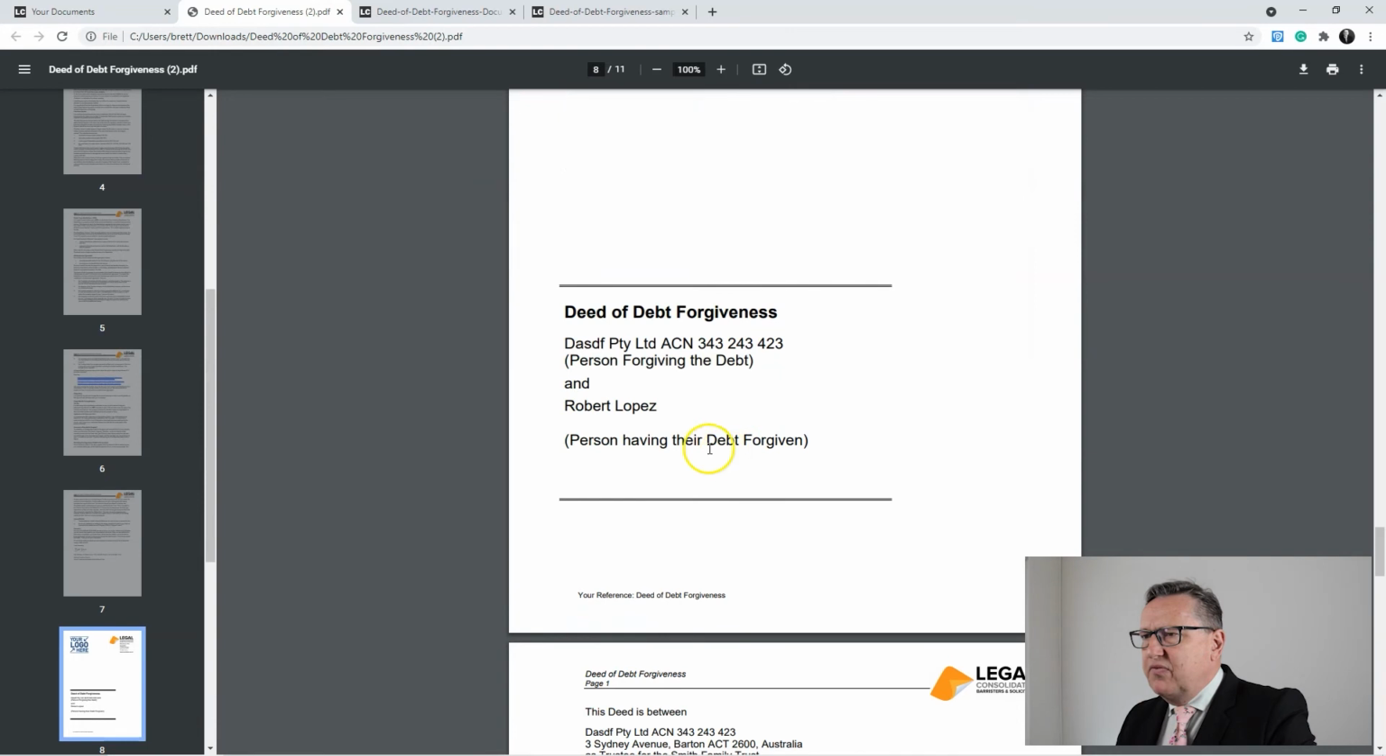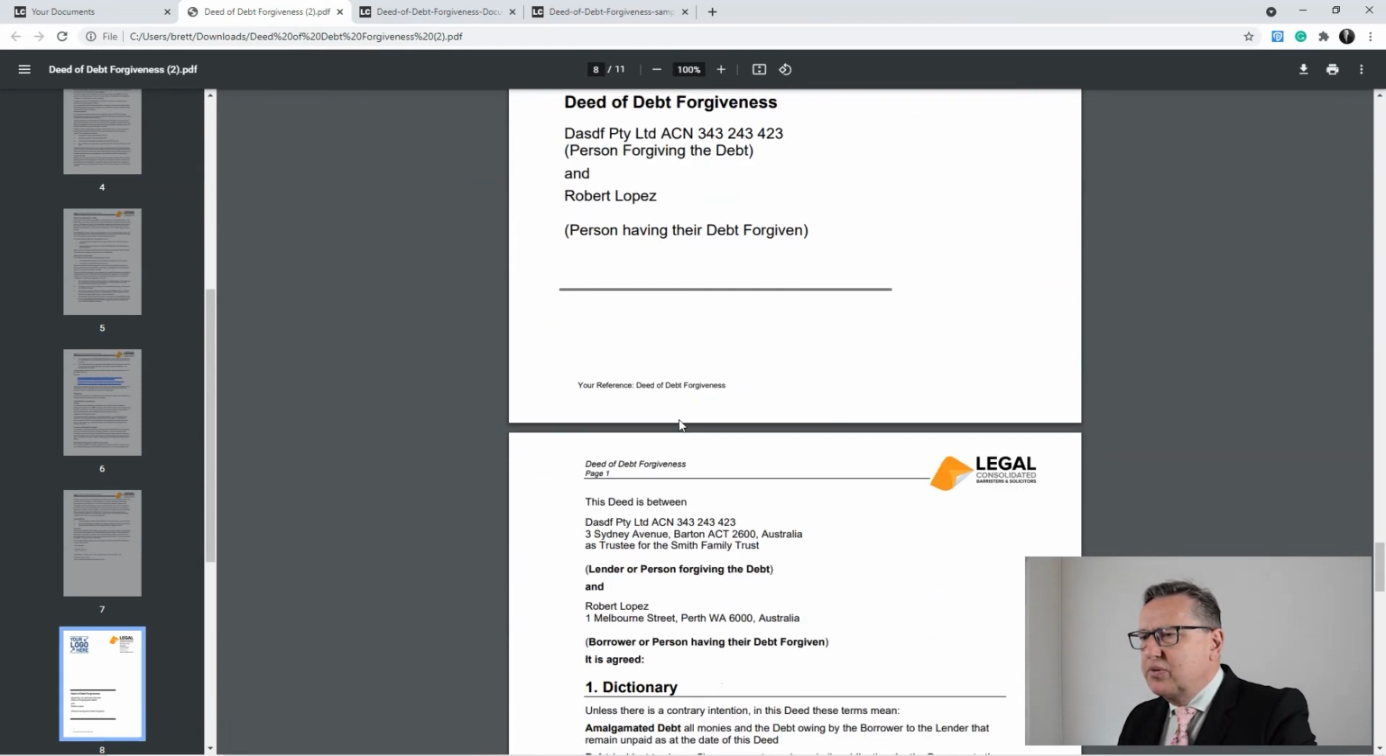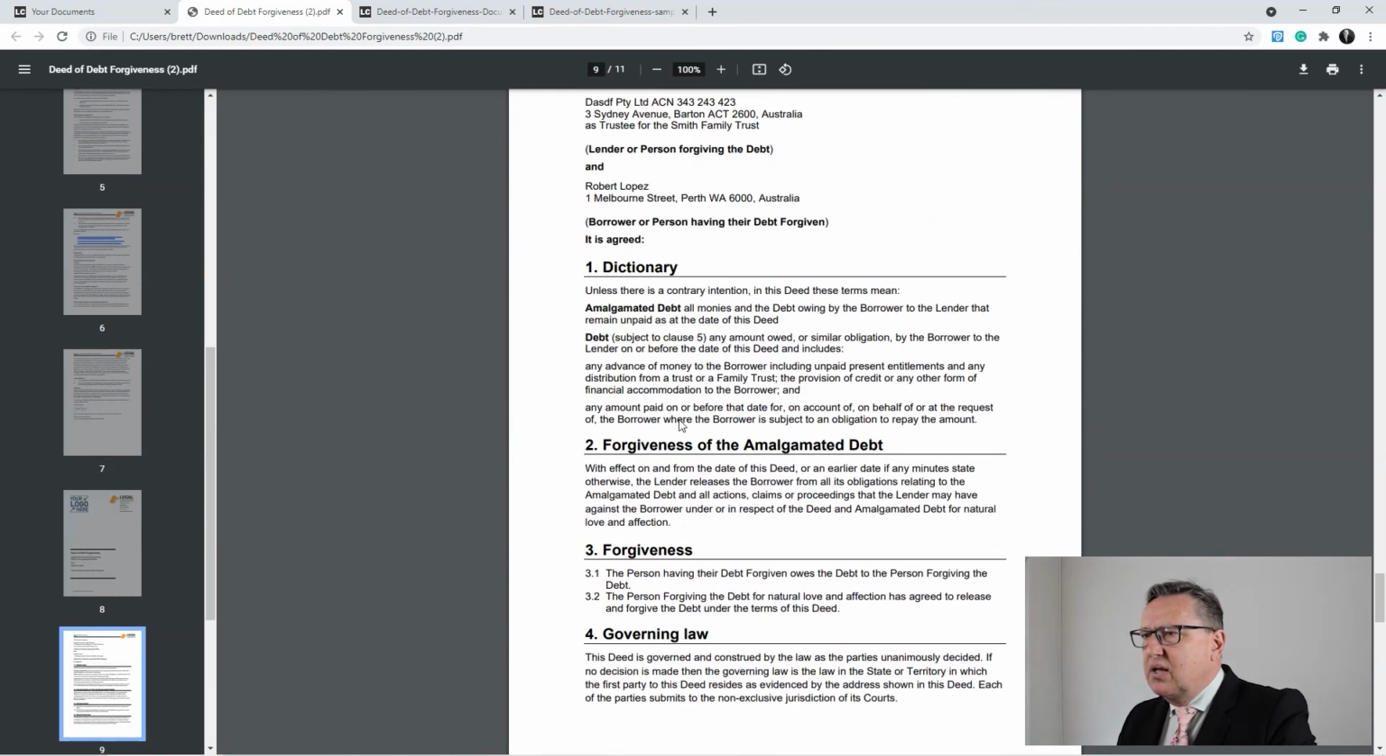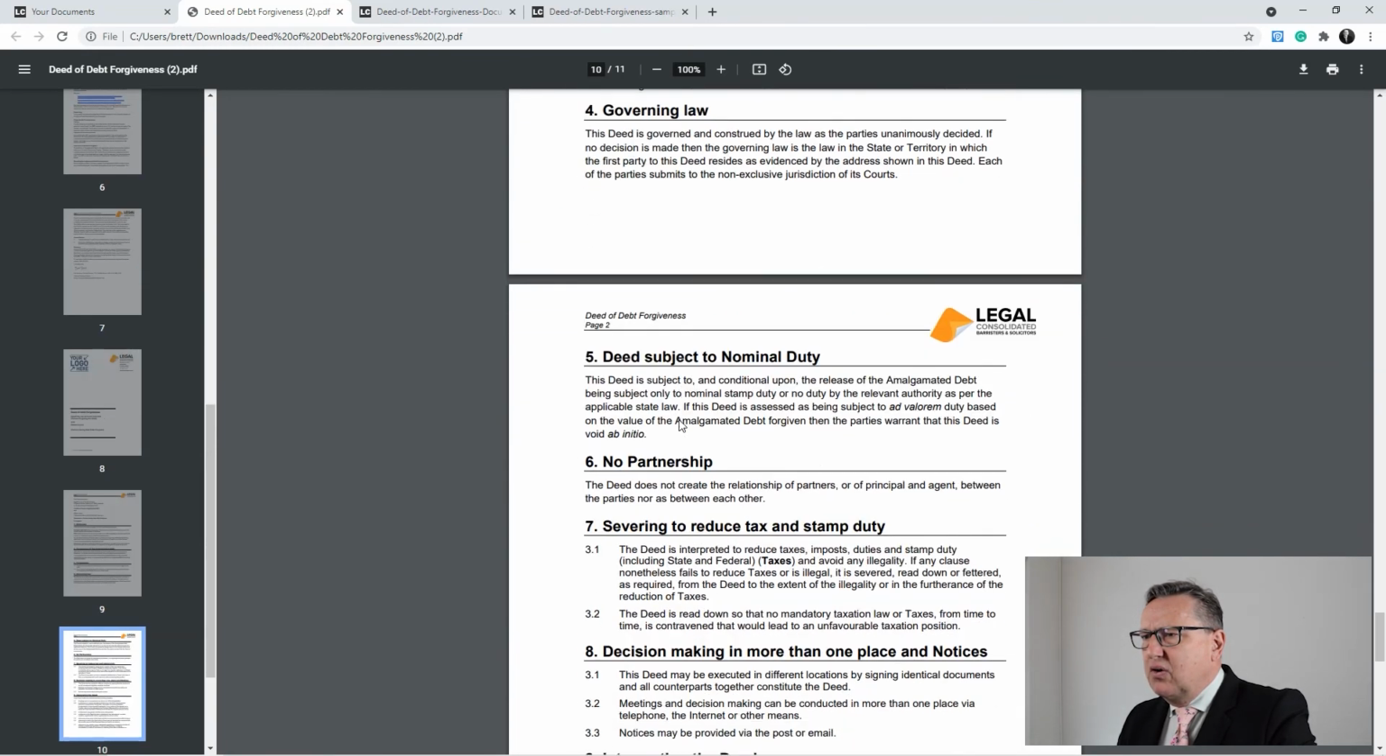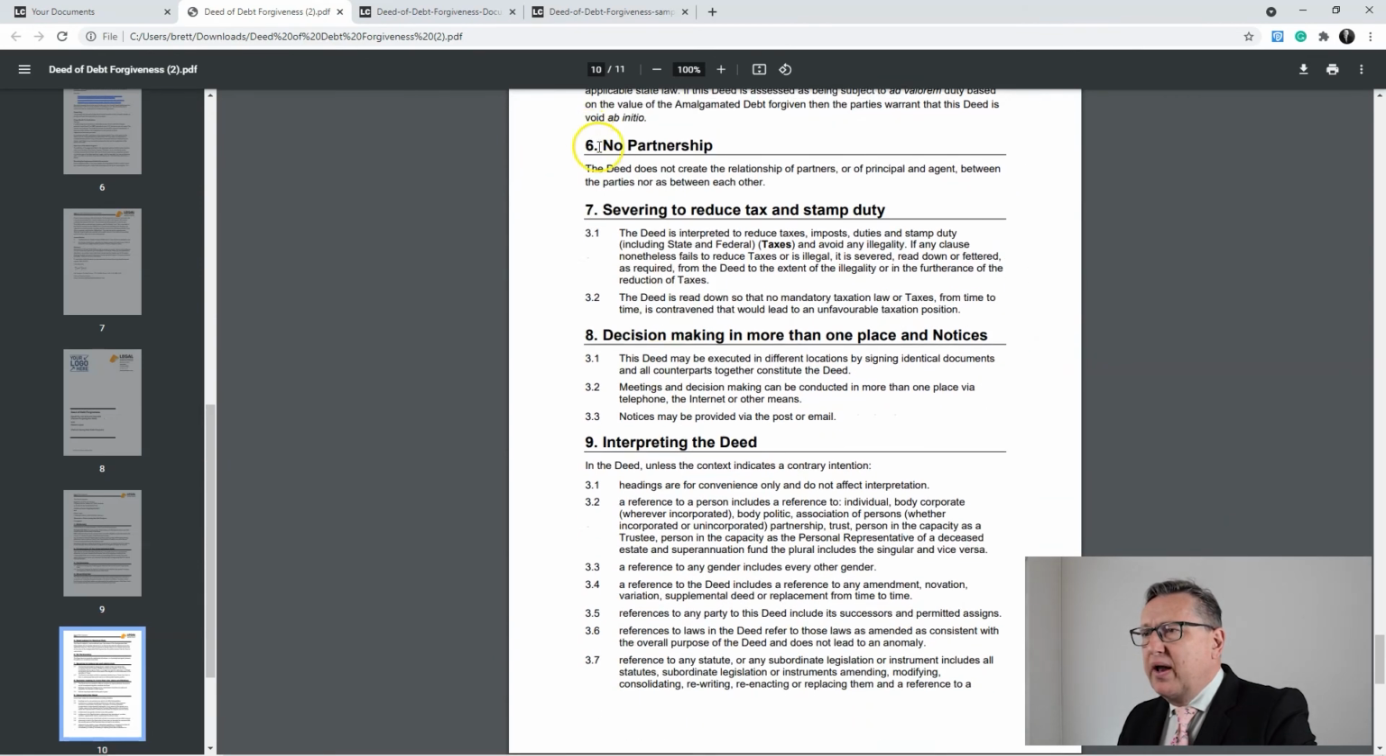There's the deed of debt forgiveness between DAS DF Proprietary Limited and Robert Lopez, who's the person forgiving the debt. Governing laws, stamp duty, no partner. This is quite interesting. Often a deed of debt forgiveness can cause a partnership between the parties, and it's critically important that an express provision be put in the document. If you've done a deed of debt forgiveness and you don't have a no partnership clause, it can contaminate your asset protection strategies.